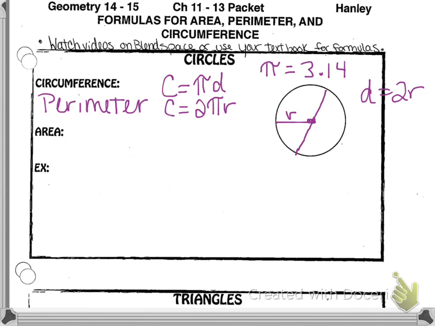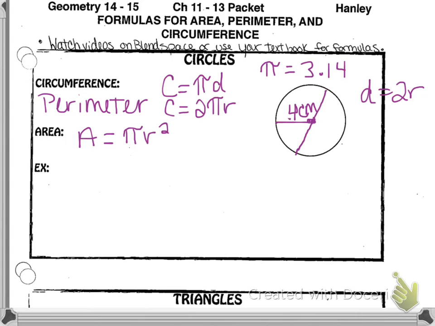The area of a circle is how much space is actually inside your circle. In order to find that, area is equal to pi times the radius squared. So let's try an example to find circumference and area. I'm going to say that my radius is about 4 centimeters here.